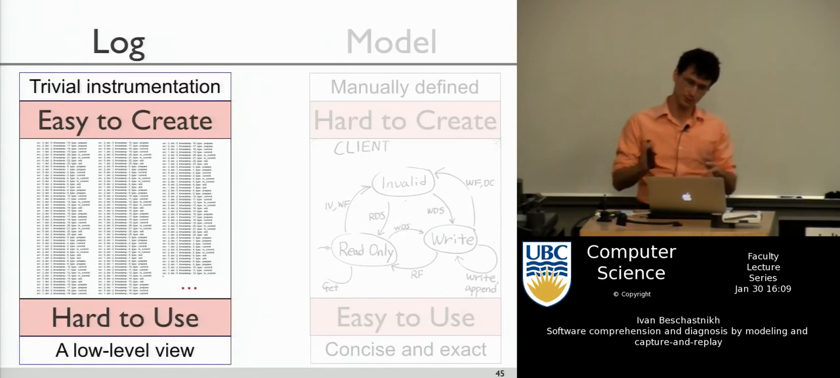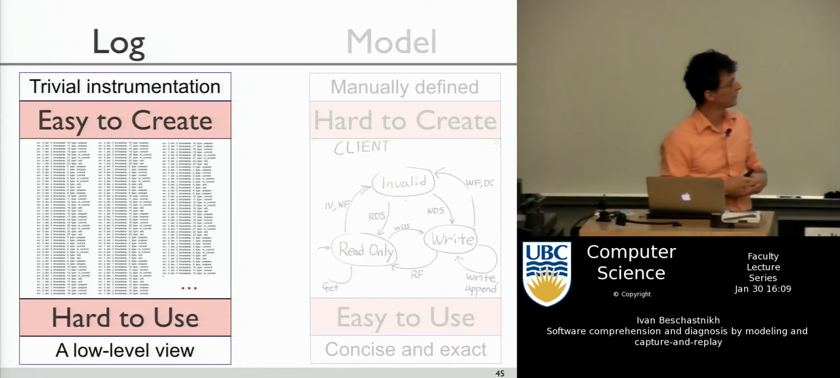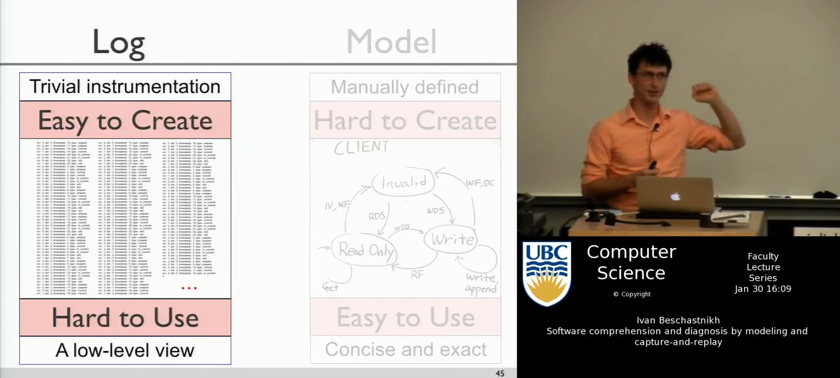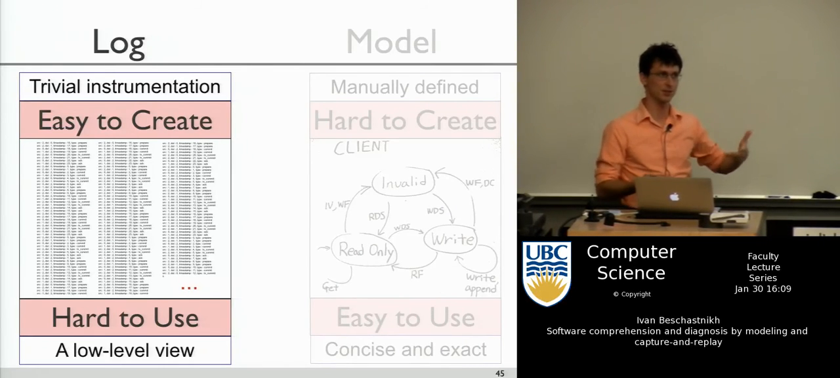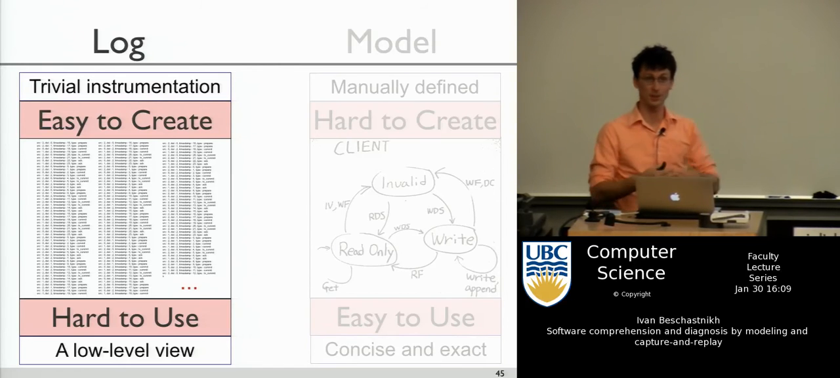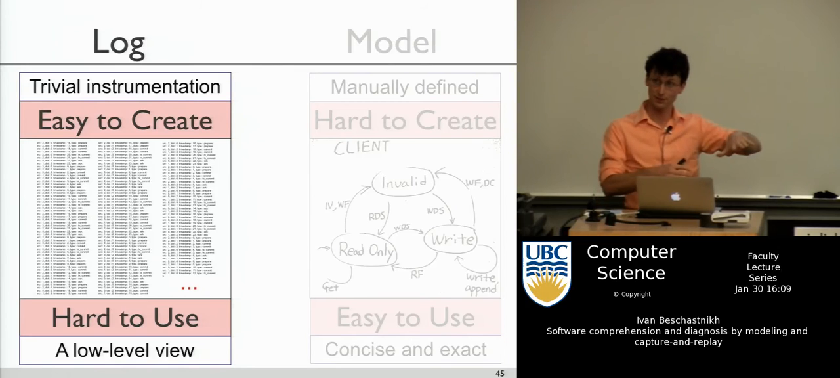Another way of thinking about CSight is that a log is pretty easy to create. You can always instrument your system. You can always output a log. You can always make it as large as you want. But it's very difficult to use because it's a very low-level, very concrete view of the system.